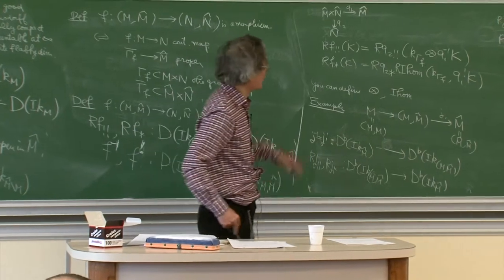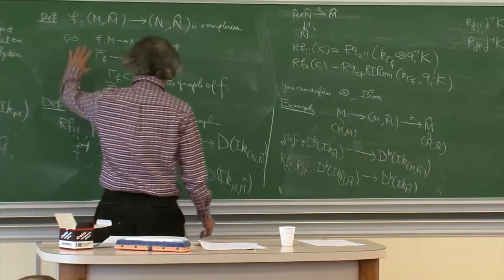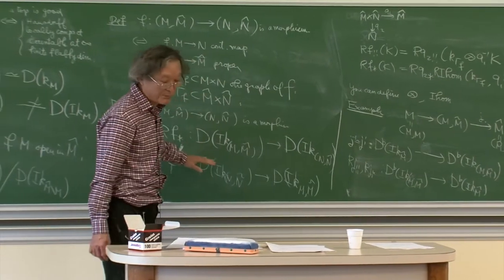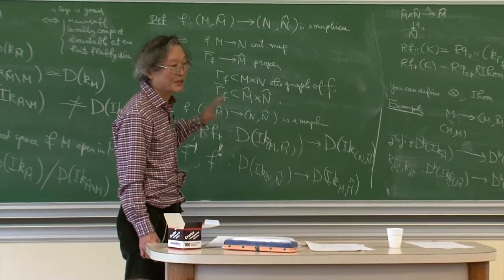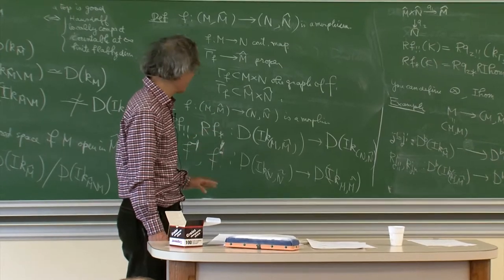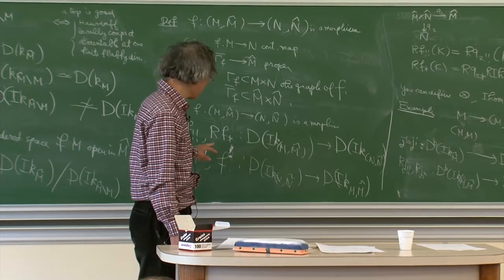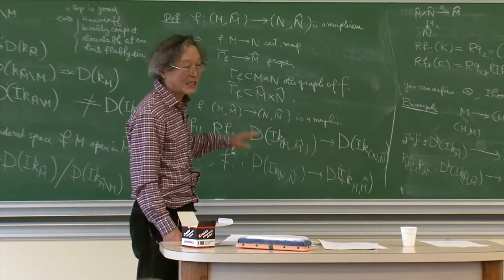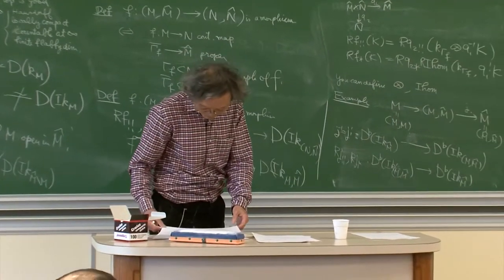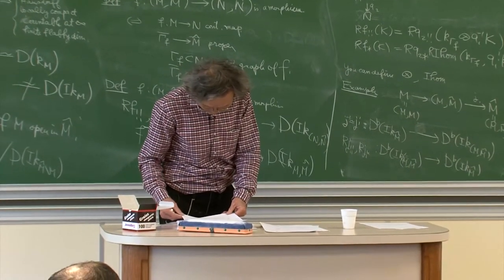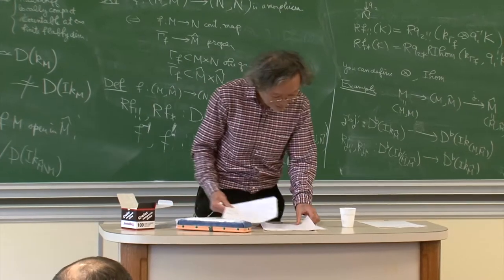Yeah, I think because it behaves exactly similar to the usual direct image functor and so on, so it is not explained more. Okay.